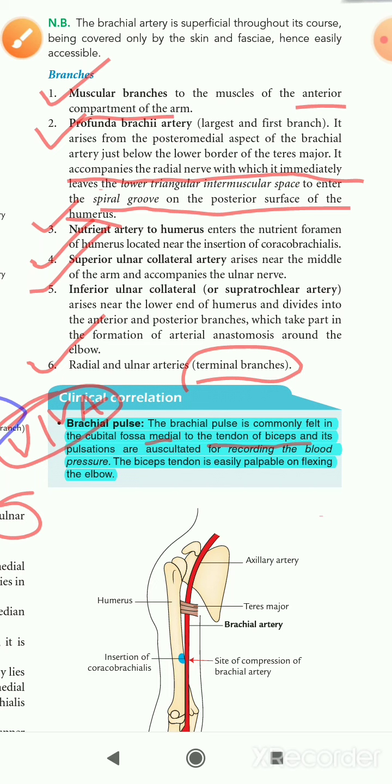Now, why should we know the anatomy of the brachial artery? Because it is clinically very important. While we measure the blood pressure, we actually measure the pressure at the brachial artery level. Okay, so before measuring blood pressure, we should know where it is located.